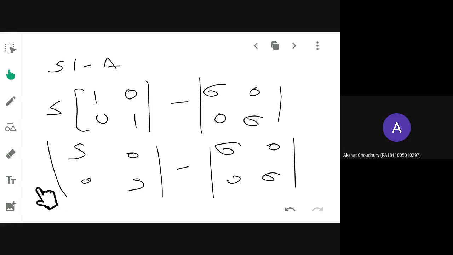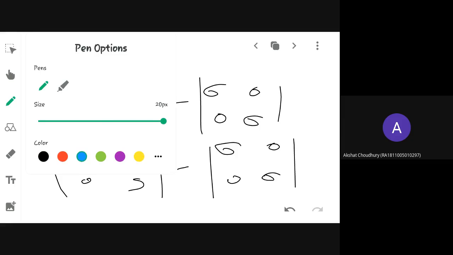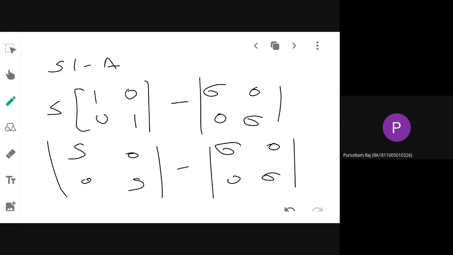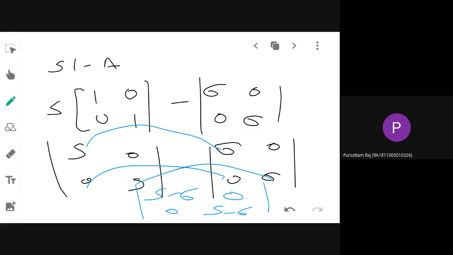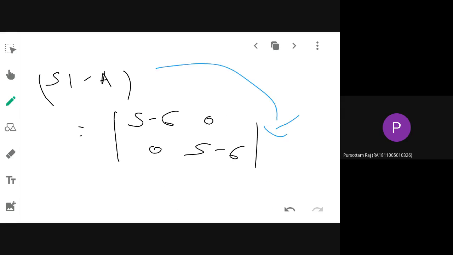Okay, so using this formula, if I multiply these two matrices, I will be getting s 0, 0 s. Then I have to subtract that given A from this. So what will be the answer that I will be getting for this step? What is the answer? If I subtract, then I will be getting s minus sigma 0, 0 s minus sigma. So that is the answer for sI minus A. So let's check it out. This is the answer as I have already told you.